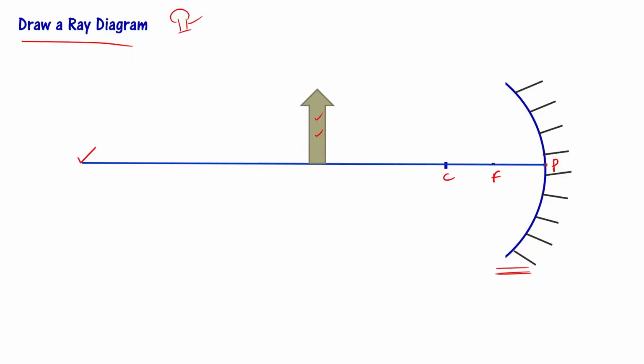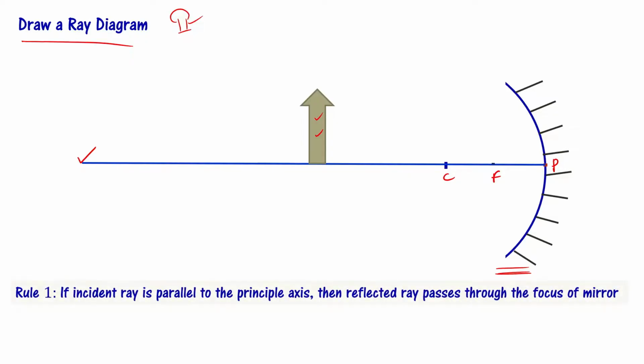Okay, so rule 1 says that if the incident ray is parallel to the principal axis, then the reflected ray is going to pass through the focus of the mirror, right? Ante, for example, this arrow has multiple points, right? I'm calling this A and B, arrow AB. A is this point, and B is this point. Okay, now you have multiple points on this.